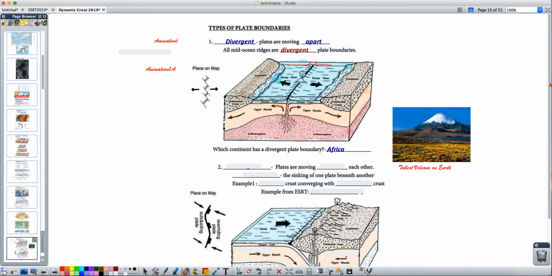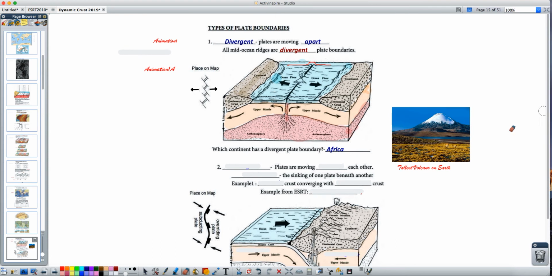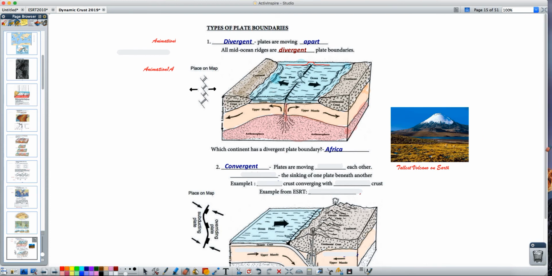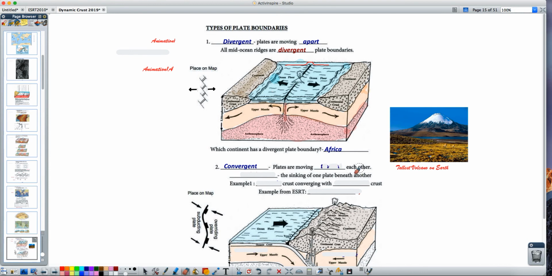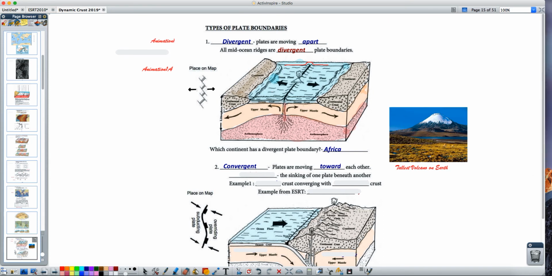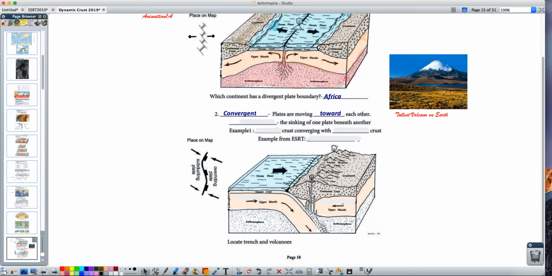Now the next type of boundary, very exciting type of boundary, is the convergent boundary. Now when you have a convergent boundary, the plates are moving toward one another. Sometimes these are called collision boundaries. So the plates are moving toward each other, into each other, and they're colliding. Now, take a look at the diagram down here. Here's one plate, here's another plate.